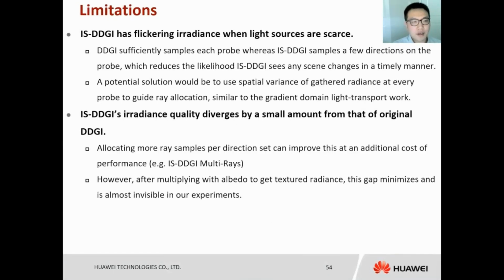However, our limitation is that the ISDGI has flickering irradiance when light sources are scarce in the scene. A potential solution would be to use the spatial variance of the gathered radiance at every probe to guide the ray allocation, similar to the gradient domain light transport work. And also, our ISDGI irradiance quality diverges by a small amount from that of the original DDGI. We could allocate more ray samples per direction step to improve this at an additional cost of performance. As an example, we have this multi-rays approach that can improve the visual quality further. However, after multiplying with the albedo to get texture radiance, most of these visual gaps minimize and are almost invisible in our experiments.